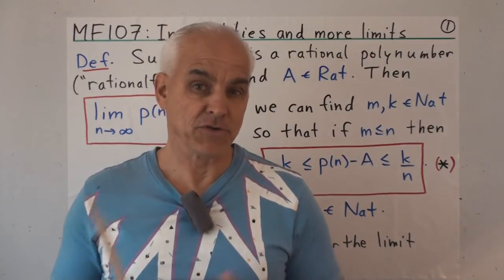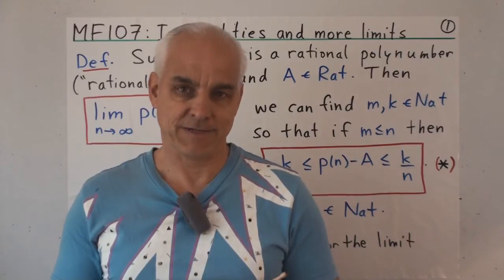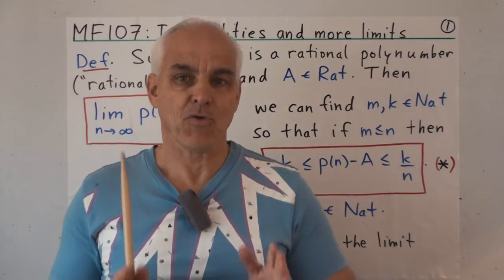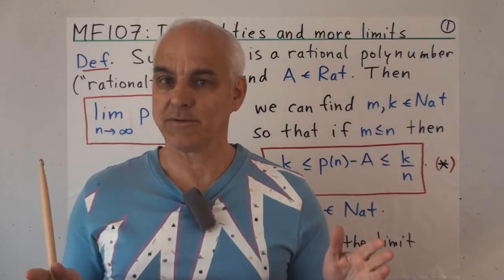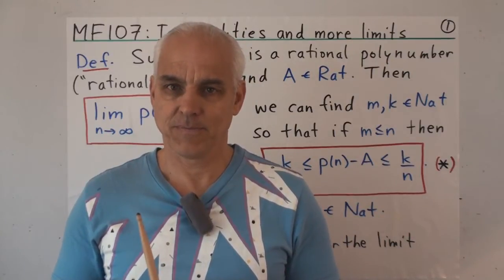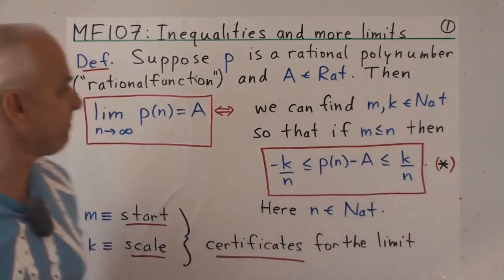In our last video we introduced a simpler notion of a limit. We were able to do that because we're focusing on rational polynumbers as the primary objects, the initial objects in calculus. The definition was the following.